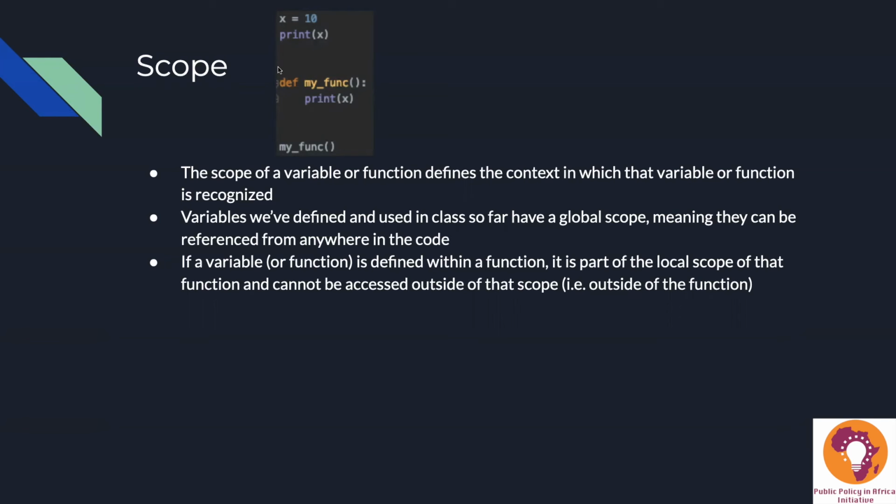So in this example up here, I'm creating a variable x, and since it's at the root part of my file, I define x equals 10, and then I print out x. I'm also creating a function, myfunc, and it doesn't accept any parameters, but it also prints out x. We don't see any errors here because x is in the global scope. So we see that x can be referenced anywhere in the code.